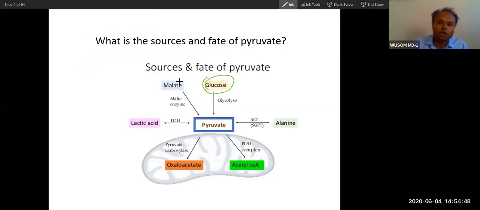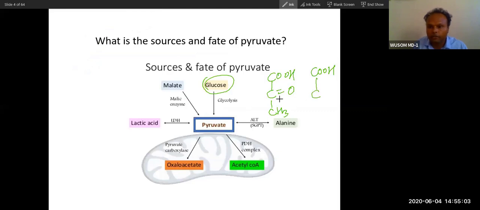In addition to glucose, we also get pyruvate from some other places. This is pyruvate, a keto acid, and very similar to pyruvate is alanine. The only difference is here a keto group, here an amine group, and this is alanine. So alanine is the amino acid equivalent of pyruvate as keto acid.